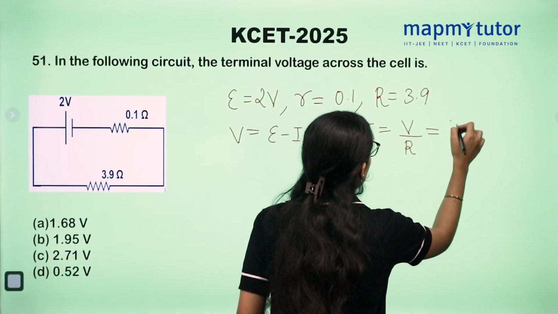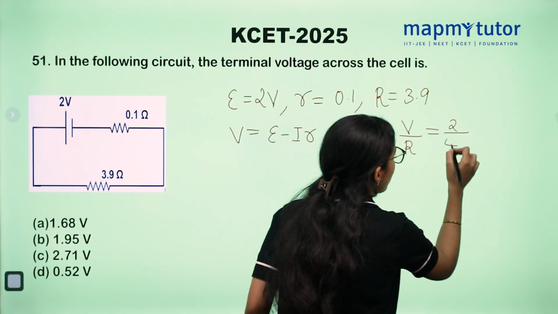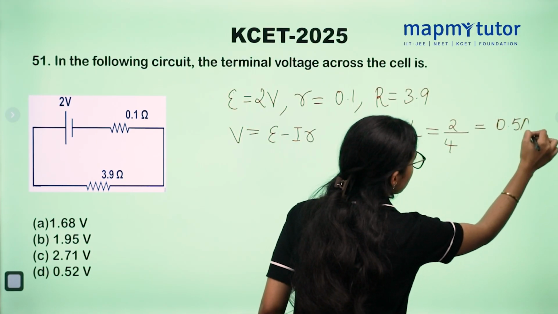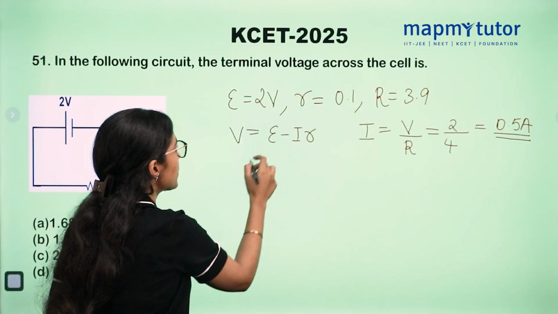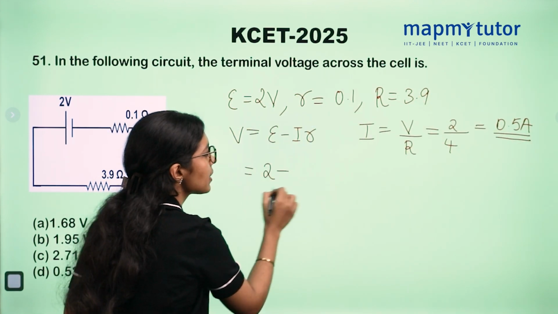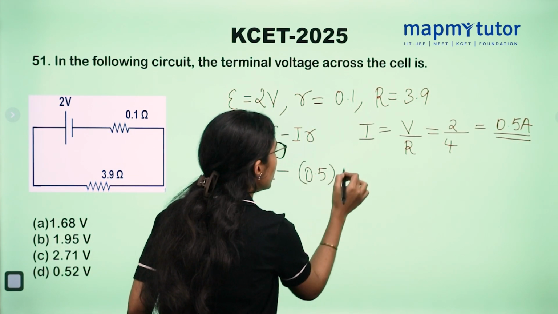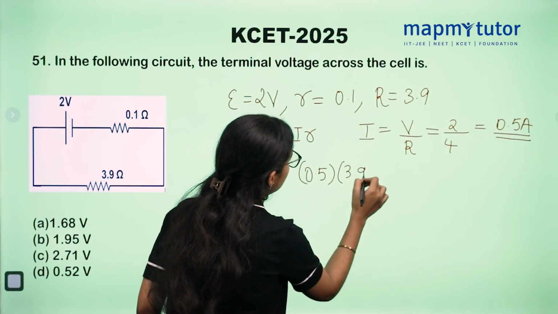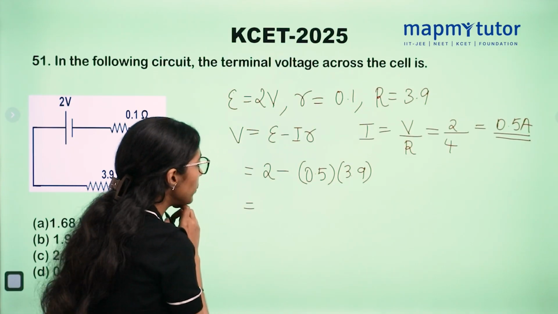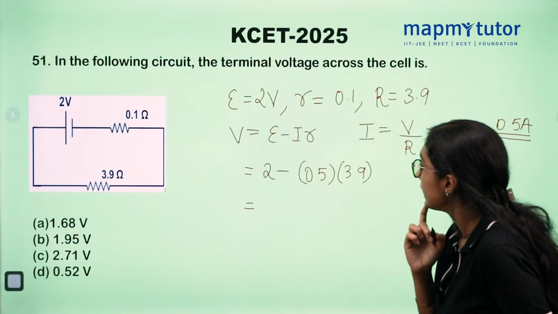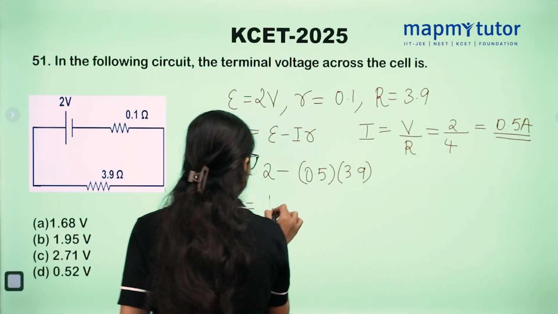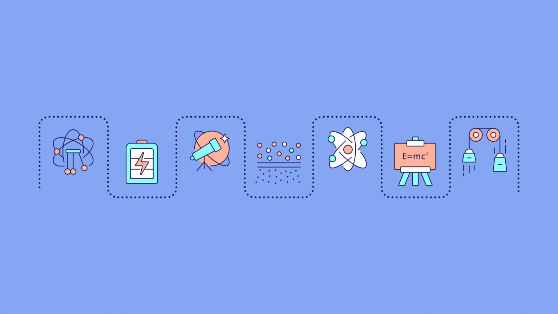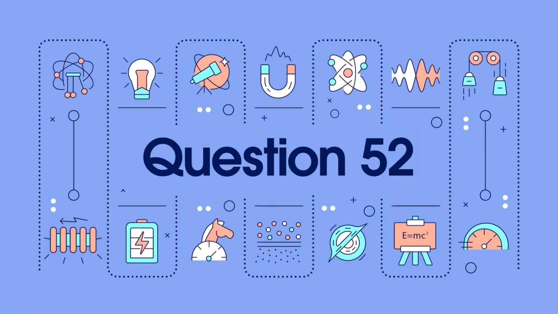That is nothing but 2 by total resistance 4, which is 1 by 2, or 0.5 amps. Now come back, substitute here: 2 minus 0.5 into 3.9, which will come out to be roughly 1.6. So your correct answer will be option.